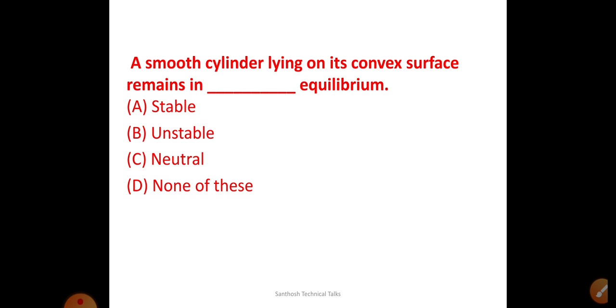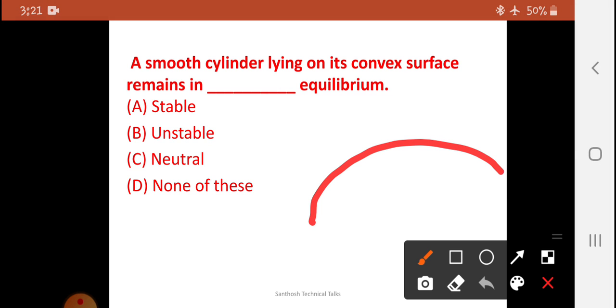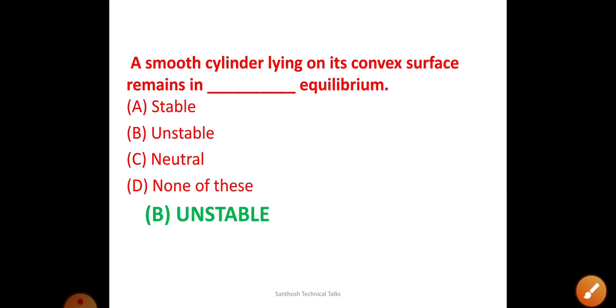Next question, a superb question, an equilibrium question. When a smooth cylinder is lying on a convex surface, this is the convex surface, the smooth cylinder is lying on the top, then this will go to unstable equilibrium.